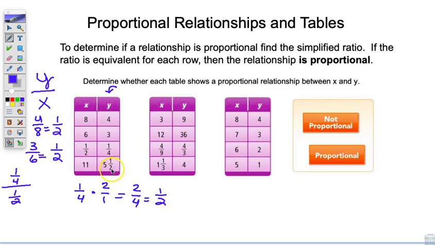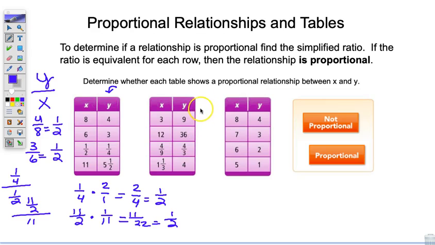5 and 1/2 will turn into an improper fraction by finding 2 times 5 is 10, plus 1 is 11/2. If we take 11/2 and divide it by 11, once again, you can use your calculator, or if you're doing it manually, it's 11/2 times the reciprocal of 11/1, which is 1/11, and that will also reduce to 1/2. So this first table is proportional.